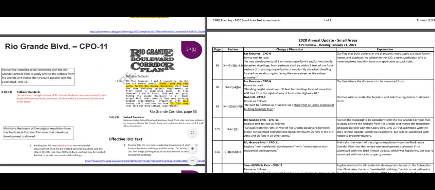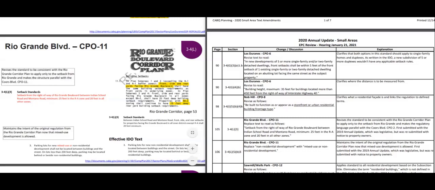What this does is it revises the standard to be consistent with the Rio Grande Corridor Plan to apply only to the setback from the road into the property. And it makes the regulatory language more parallel with Coors Boulevard CPO 2. This was first submitted with the 2019 annual update, which was a legislative action, but needed to be resubmitted this year with 2020 so that we could provide notice to every property owner.